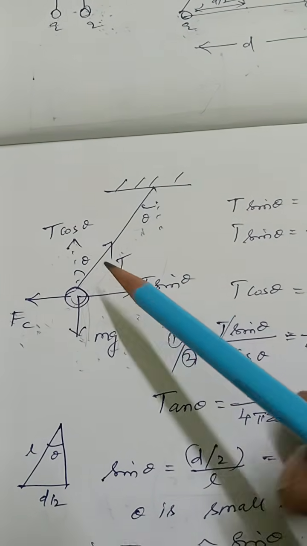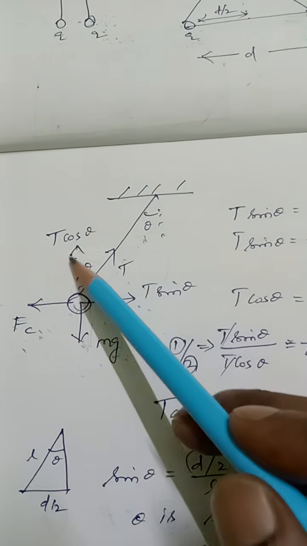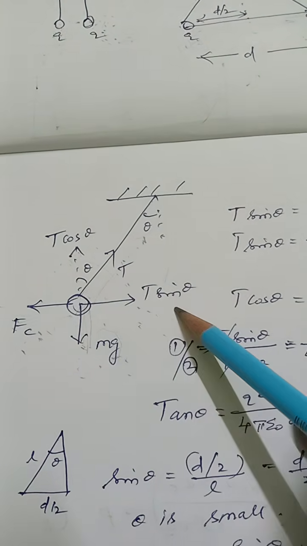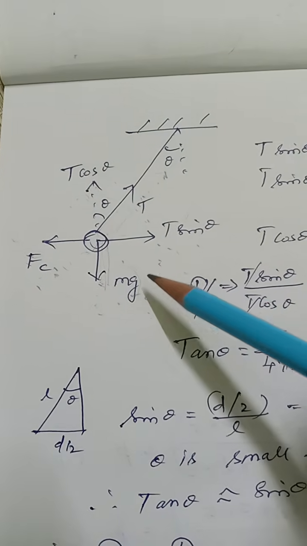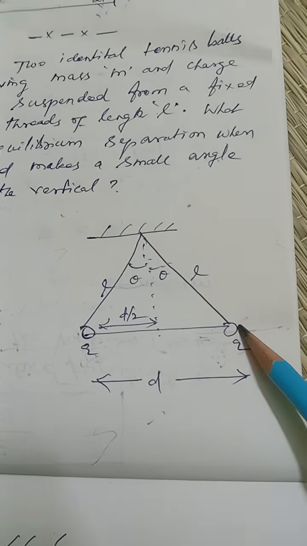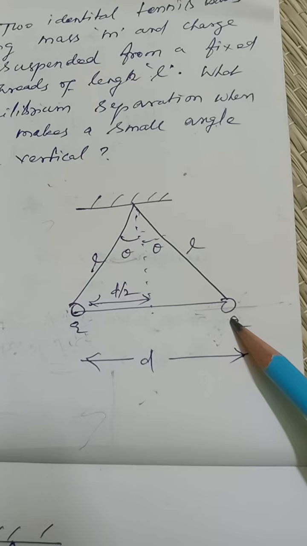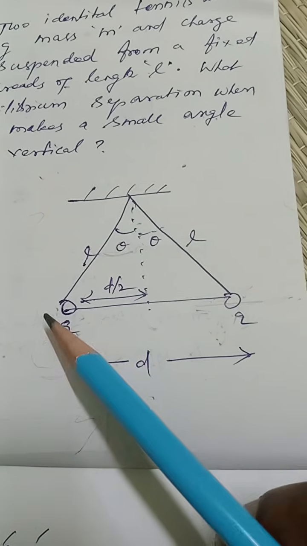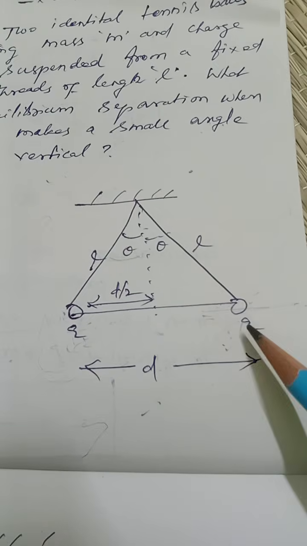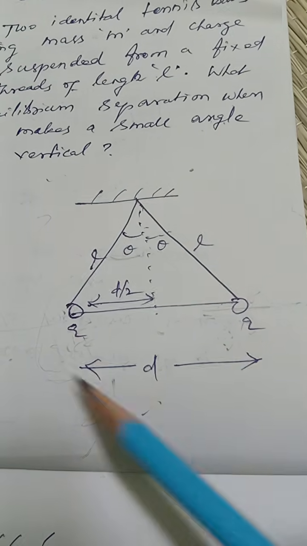Okay, so if you resolve this T into two rectangular components, this component will become T cos theta, and this one T sin theta. See, in the equilibrium position, that is, these two balls remain stationary as shown in the figure, which means the net force acting on the balls is equal to 0, which means all the forces are balanced.